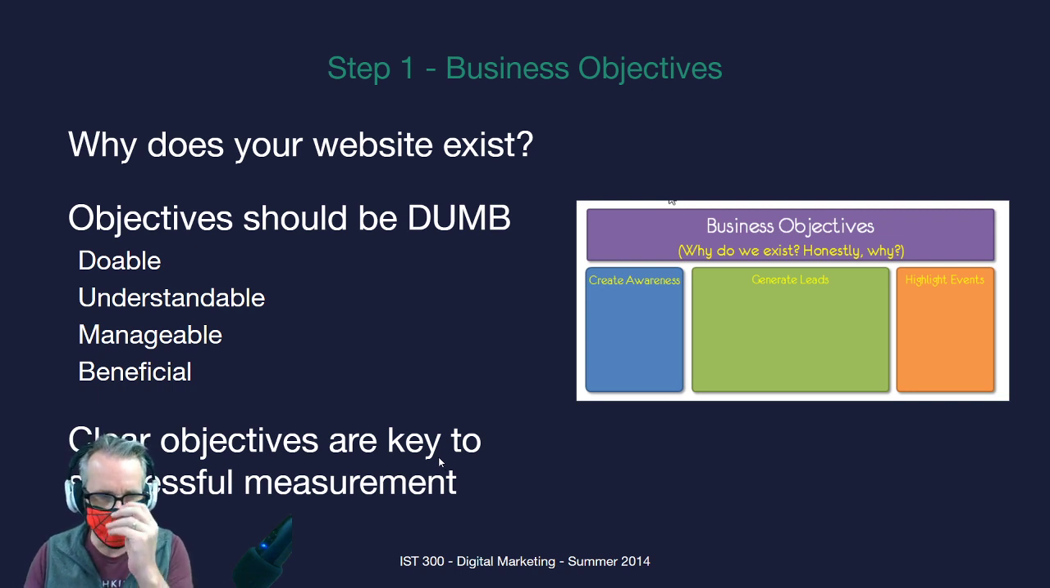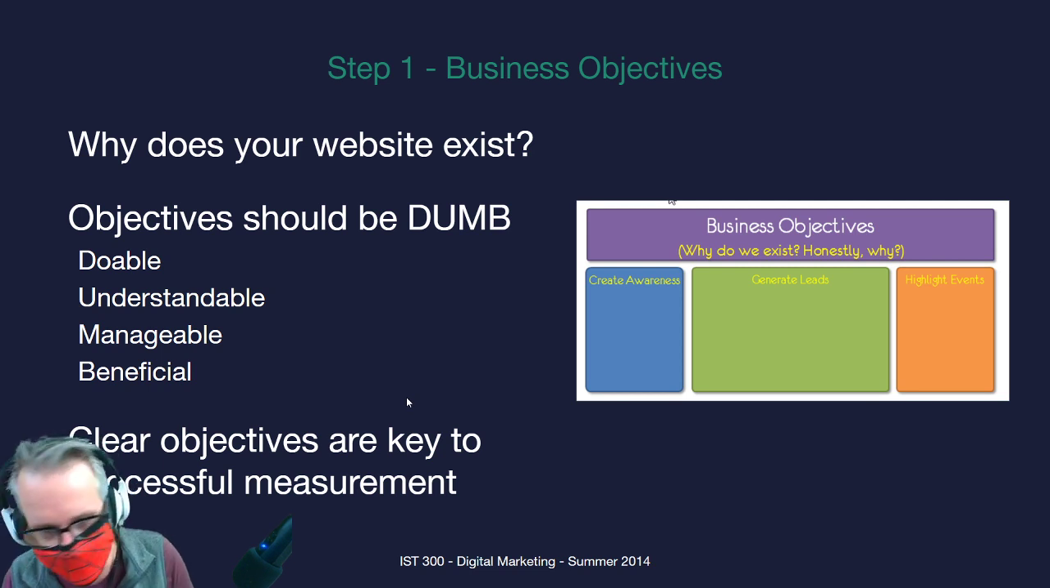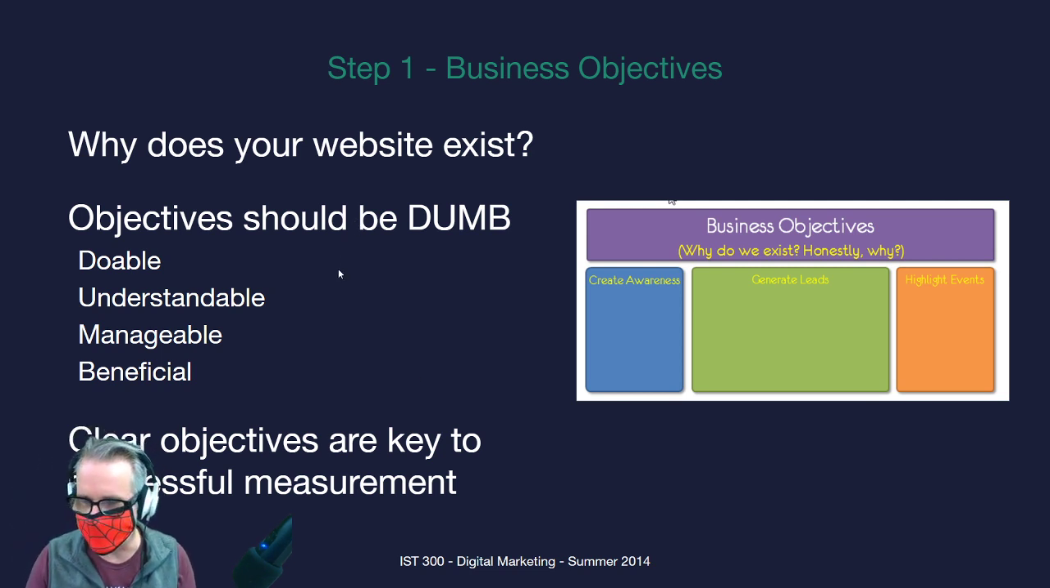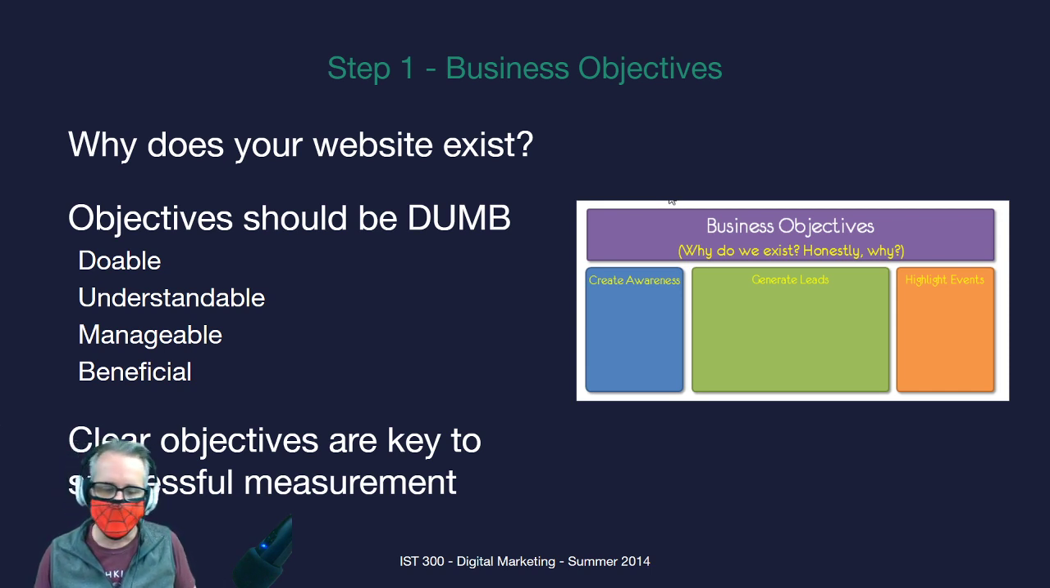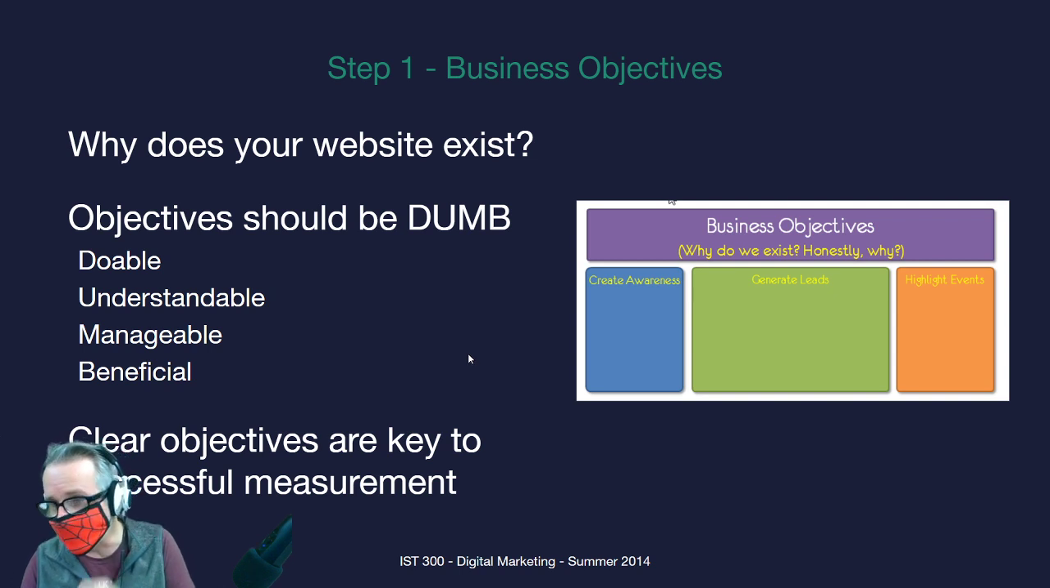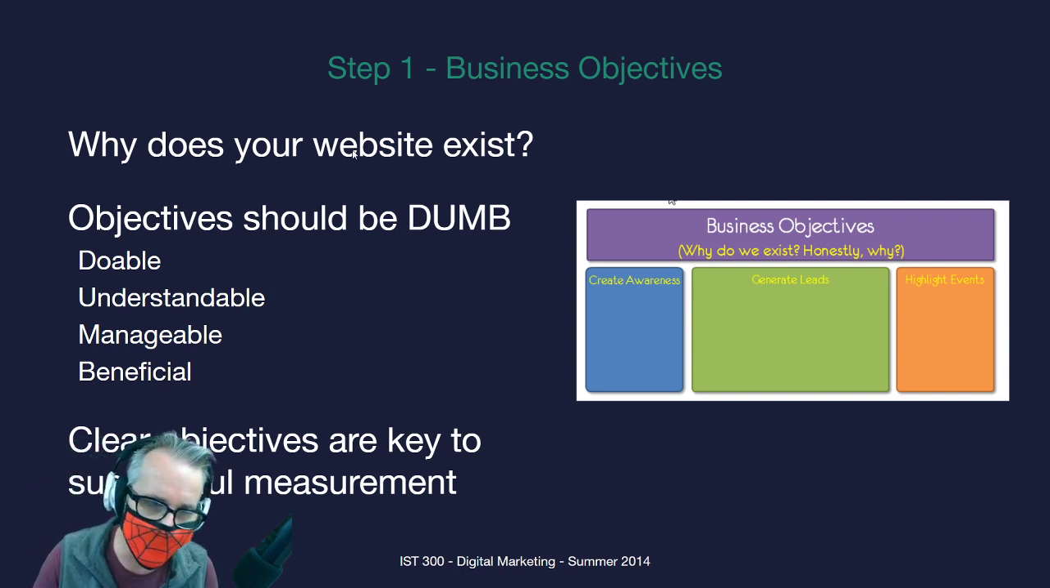Objectives should be DUMB: doable, understandable, manageable, and beneficial. If we set a business objective but we can't actually do it, what's the point? It has to be understandable. If you set up an objective and it's, I kind of get what you're saying, but how would we do that? I don't know. What's the point? Manageable. If it's too all-encompassing, too complicated, then you're going to have a bad situation. And beneficial, of course, you want to make sure that whatever you're doing is beneficial for your company.